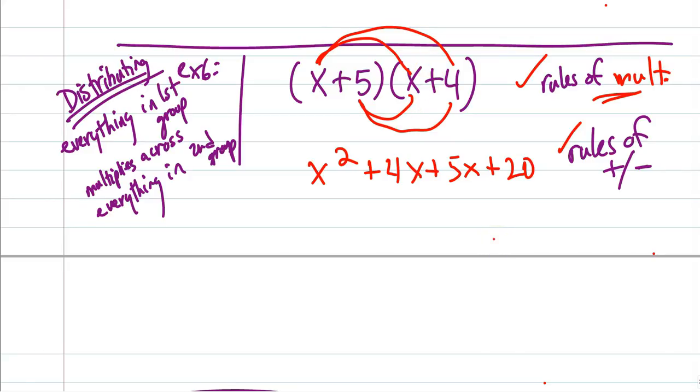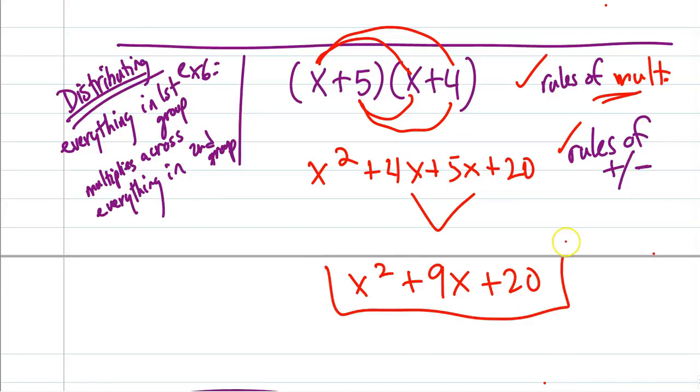Second, we look for any like terms. This can be simplified. Those two in the middle are like terms. So I end up with x squared plus 4 and 5 add to make 9. The x, since we are adding here, stays an x. Differentiate: when I'm multiplying, use those rules. When I'm adding and subtracting, use those rules. They are a different set of rules. And this would be it. We cannot combine the x squared and the 9x. They are not like terms. Let's keep going.